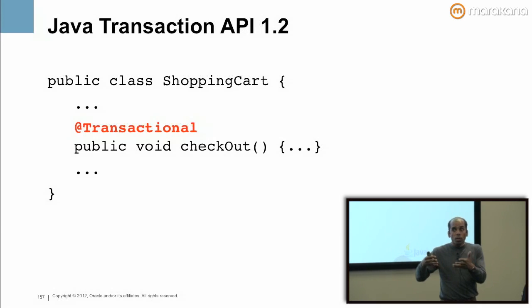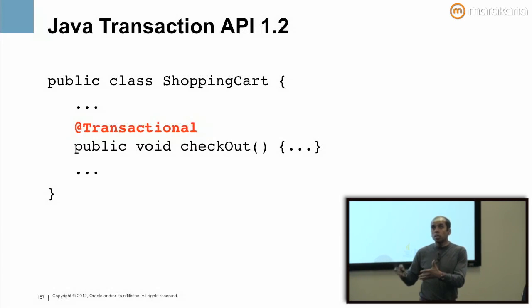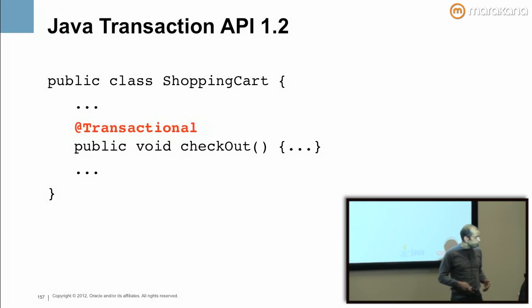The idea is it need not be an EJB if it has to be transactional. You can make your POJOs inherently transactional by just putting this annotation. If you put it on a method, the method becomes transactional. If you put it on a class, all the methods in that class become transactional.